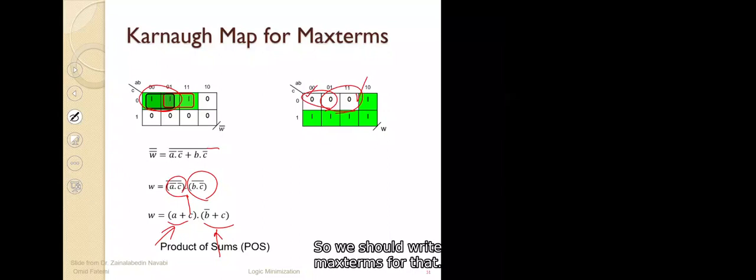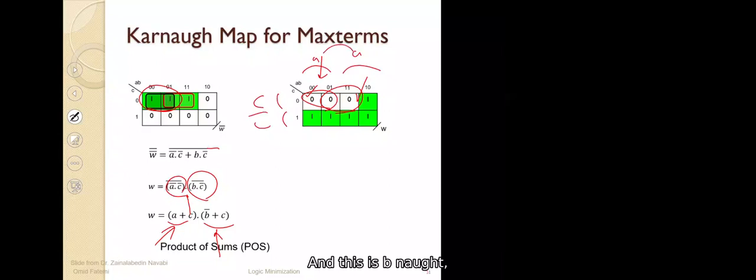But remember, they are zeros. So we should write max terms for that. The first one, this one would become what? This one would become A plus C. Pay attention. That one would be A because this is A. In previous examples, this one was A naught, that one was A. Here, this one is A, this one is A naught. This one is C, this one is C naught. And this is B naught, and those two are B. So this would become A plus C, and this one would become B naught plus C.